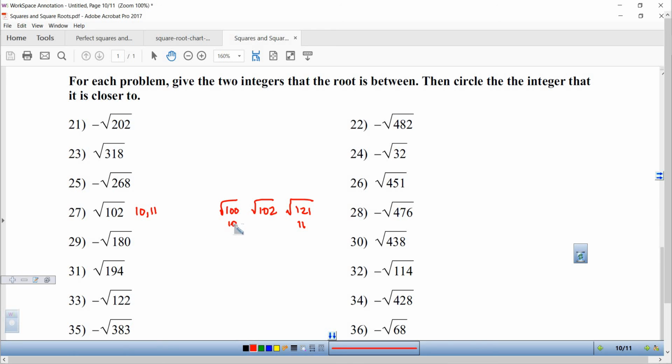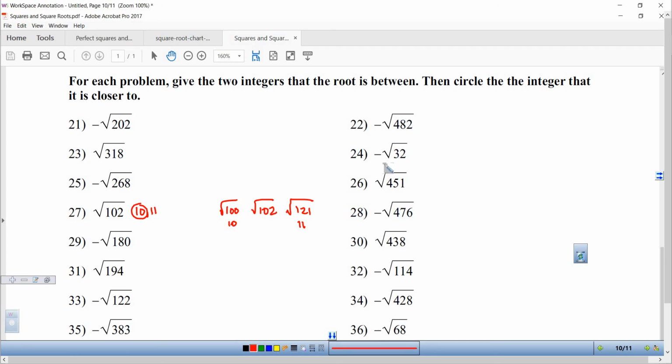The square root of 100 is 10. The square root of 121 is 11. And I hope you can see that 102 is a whole heck of a lot closer to 100 than it is to 121. So I'm going to go ahead and circle 10 right there.